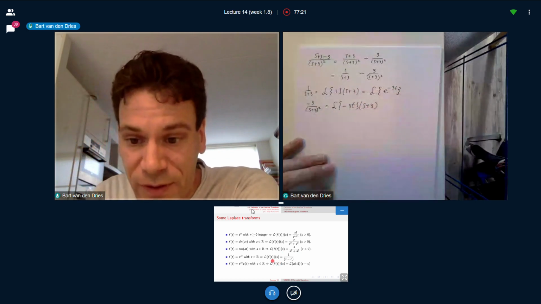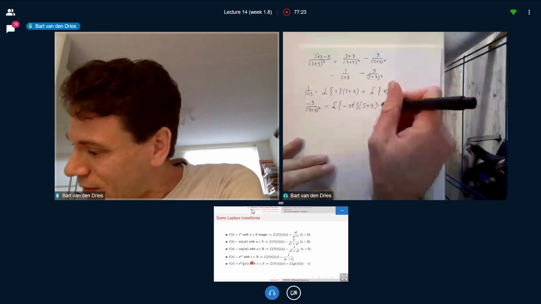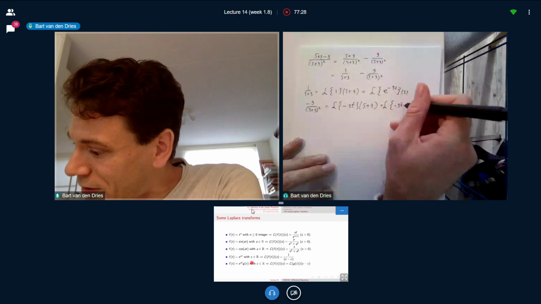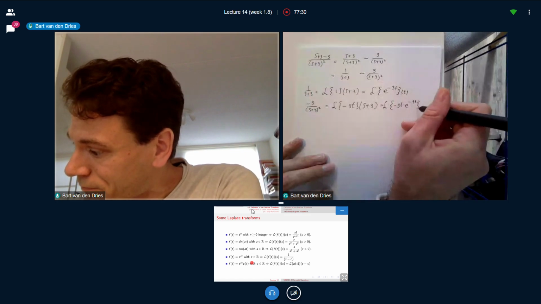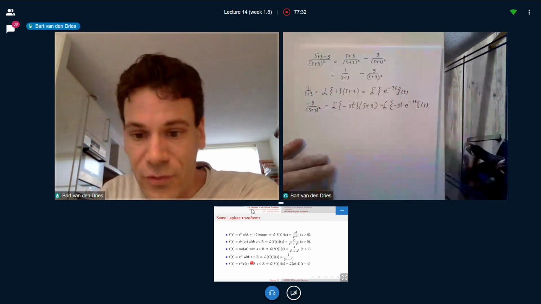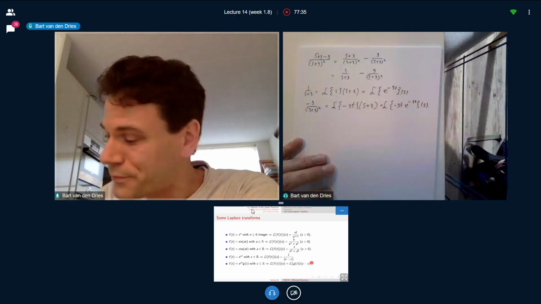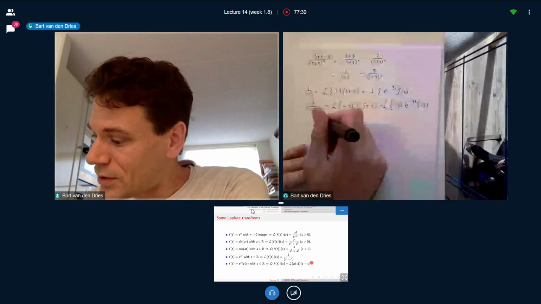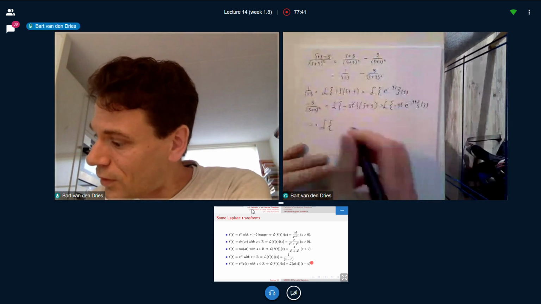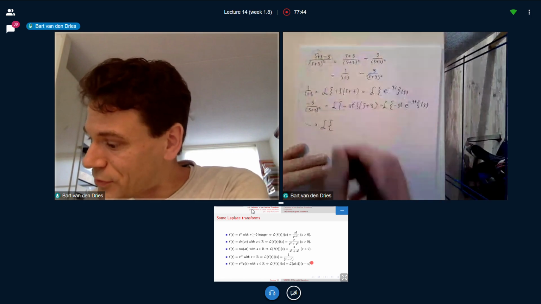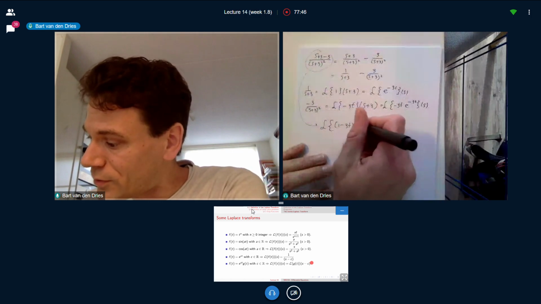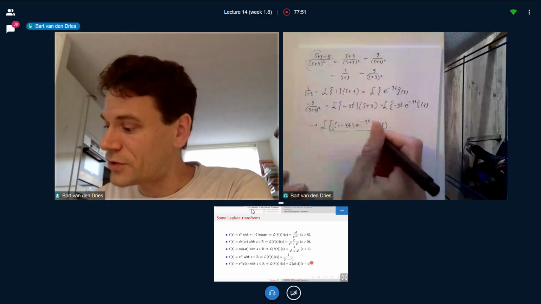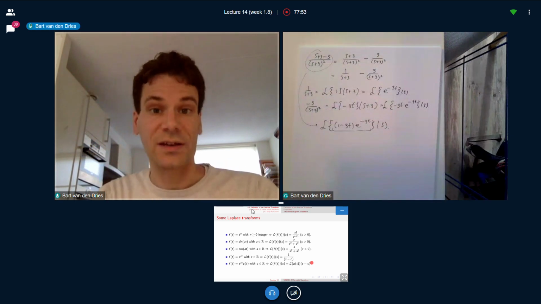And because of this shift, we now do invoke the last one. This is equal to the Laplace transform of minus 3t times e to the power minus 3t at s. That's what this last rule tells us. So the whole thing is a Laplace transform of this plus that. So 1 minus 3t times e to the power minus 3t. So this is the function that we were looking for. That's the idea.